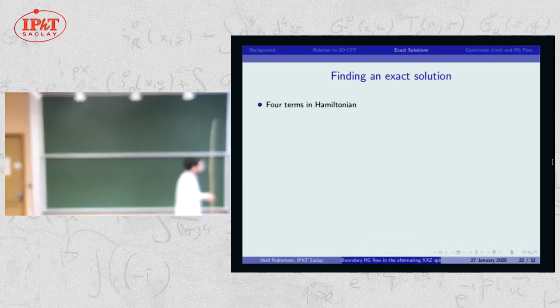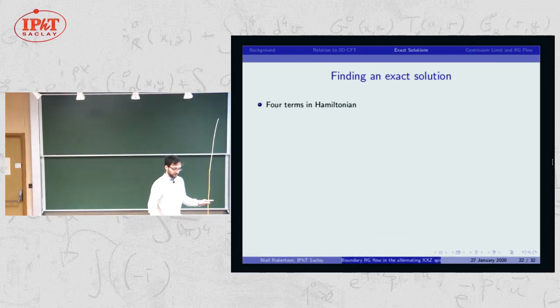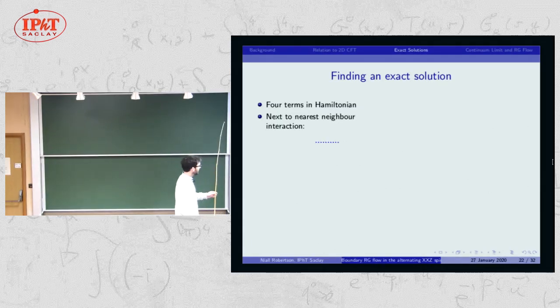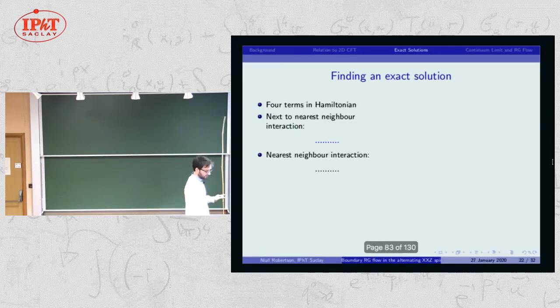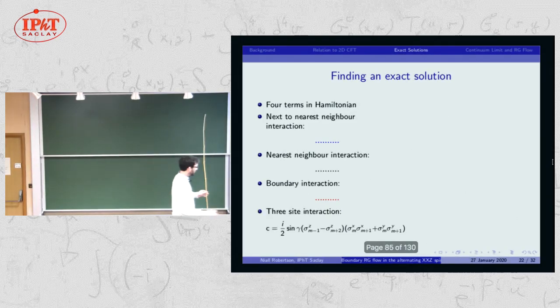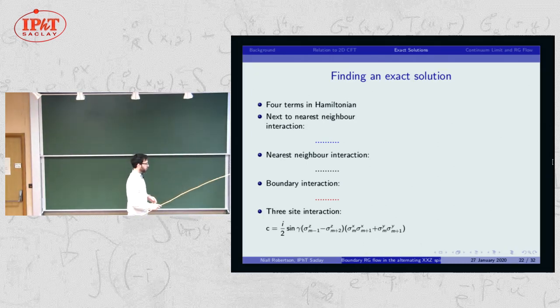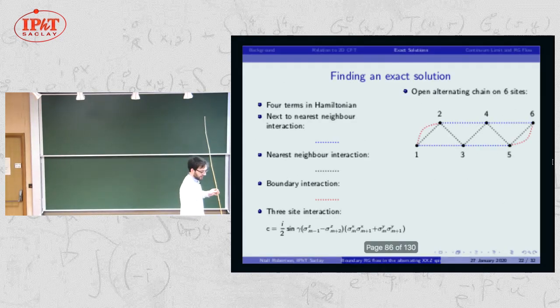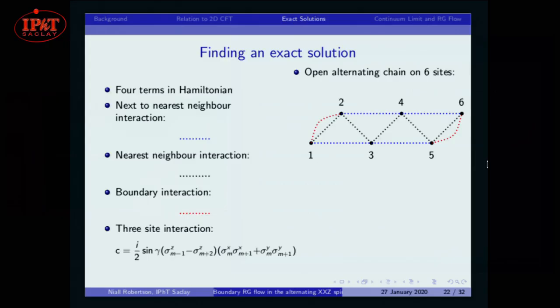Well, let's go back to our alternating XXZ open Hamiltonian. There are four terms. There was a next to nearest neighbor interaction, which we're going to represent with blue dots. The nearest neighbor interaction we'll represent with black dots, and the boundary interaction with red dots. Now, there was this three-site interaction as well, but we will be interested in the limit gamma going to 0, so this interaction will disappear. So in this graph, I'm not going to bother representing it.